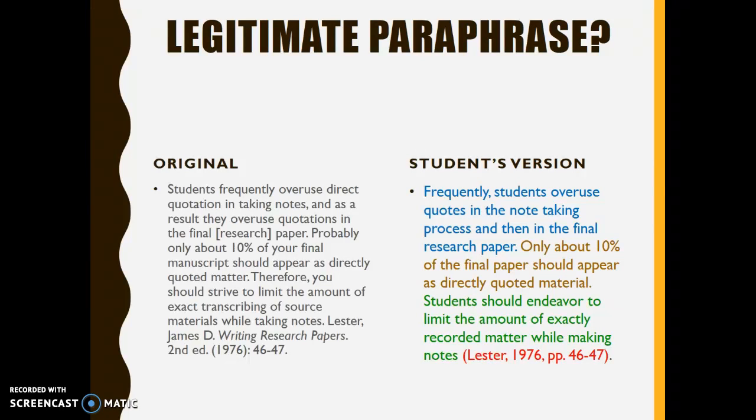On the right-hand side is the student's version. It's color-coded to show you that although it seems the student has put this in his or her own words, really all they've done is kind of flip some words around. So we see the original says students frequently, and our student says frequently students. There's the word overuse. We have overuse. We have taking notes is now note-taking. Only about 10%, only about 10%. What you're seeing here is what we like to call patch writing, where I've taken patches of the original, I flip some words around, and although the student thinks that it's in his or her own words, it's actually a little bit closer to the original than most English teachers would like.